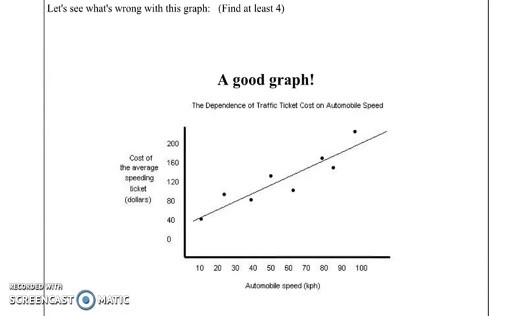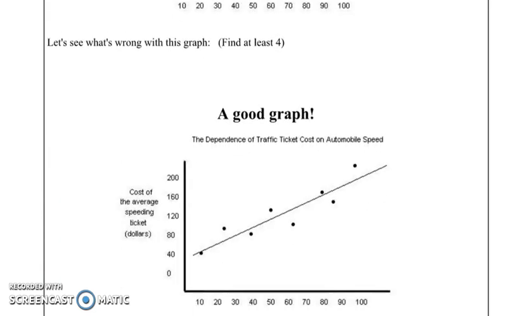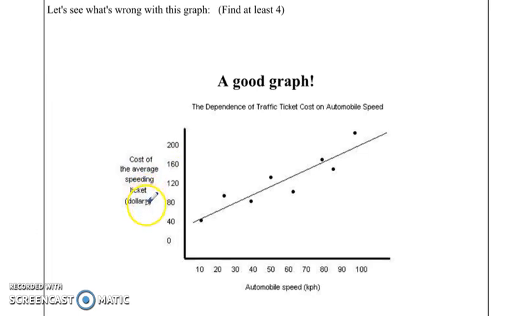Oh, this is what that graph is showing, the dependence of traffic ticket costs on automobile speed. So we do know what the x-axis is, automobile speed in kilometers per hour. We do know what the y-axis is, the average speeding ticket. Would you have ever gotten that from the other graph? Not at all. So you put down what it is, units, and notice they put a straight line here. It's showing that as the automobile speed goes up, as you're speeding worse and worse, your average ticket goes up.